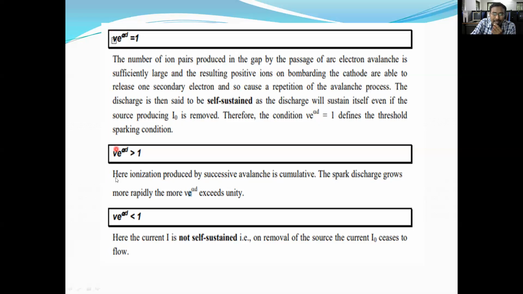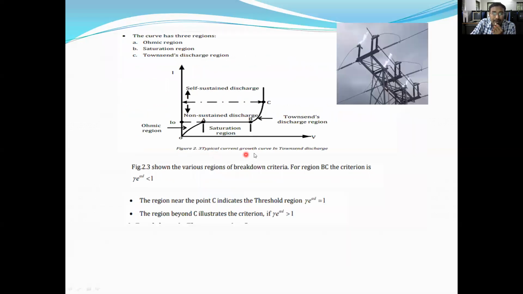These three conditions we can explain by using a graph, I mean the current-growth curve of Townsend's discharge. In this curve, we can classify three different regions. The current growth curve of Townsend's discharge can be explained by three regions: first the ohmic region, second the saturation region, and third the Townsend's discharge region.